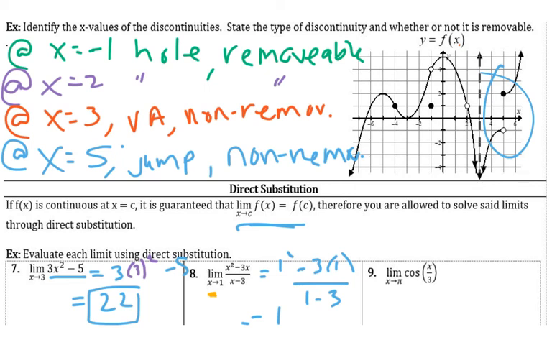Looking at 9, we know that cosine is continuous over its domain, so we are allowed to simply plug in pi, cosine of pi over 3. You should know these trig functions like the back of your hand; it is going to be 1/2. So direct substitution is a great shortcut to use when we know the function is continuous at the value for which we're looking for the limit.